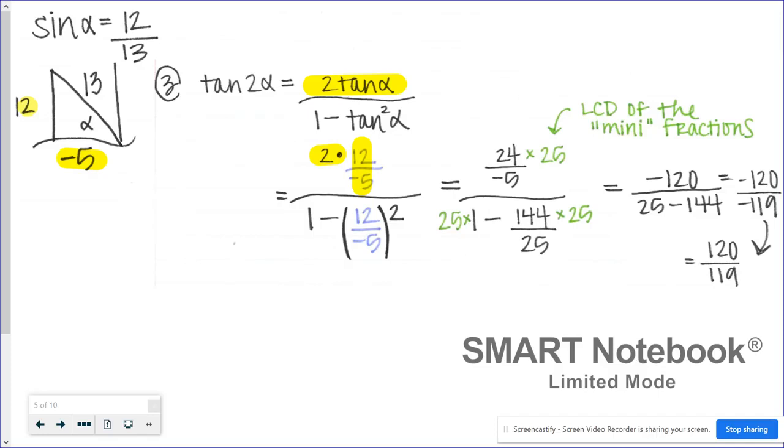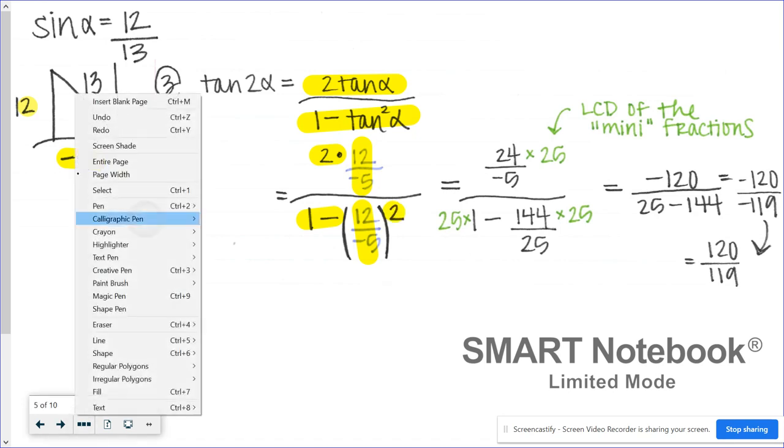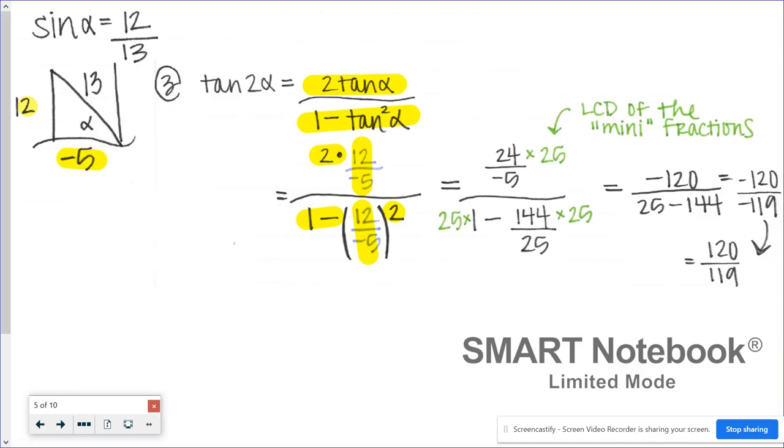Okay, in the denominator I have 1 minus tangent squared alpha, so I got the 1 minus, and then I have to square the tangent. So tangent is negative 12/5, and I'm squaring it. So I did that math. When I went negative 2 times negative 12 over 5, I got 24 over negative 5.